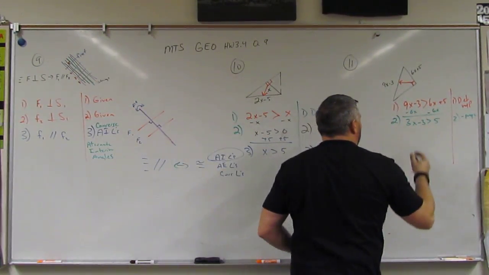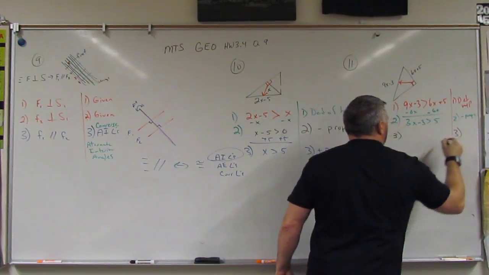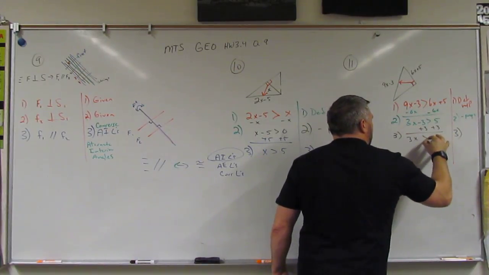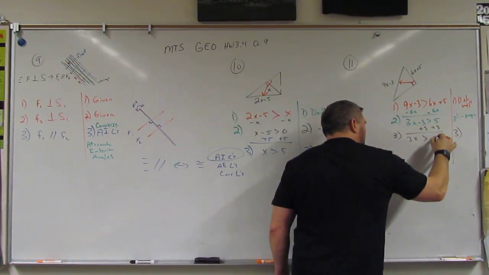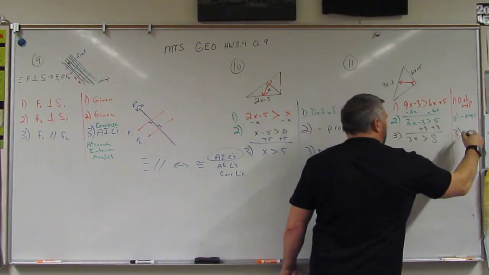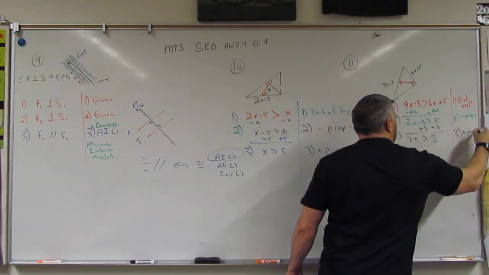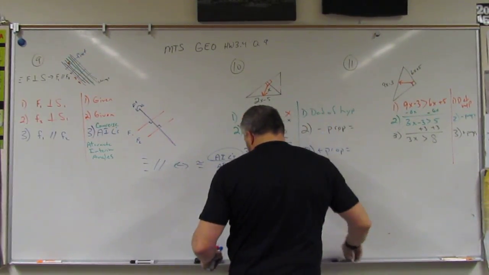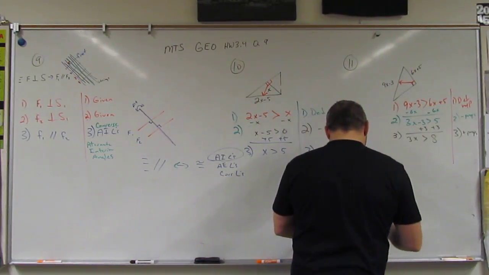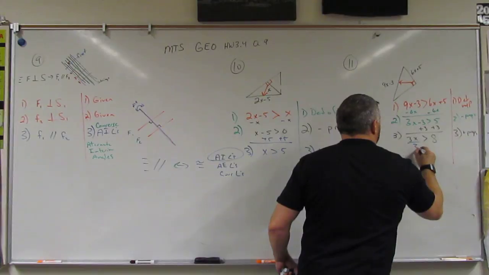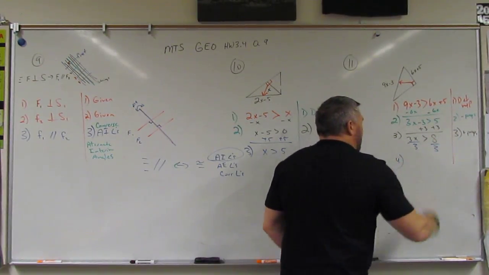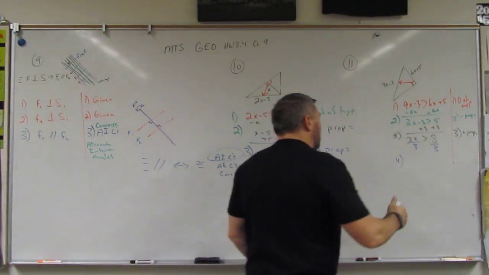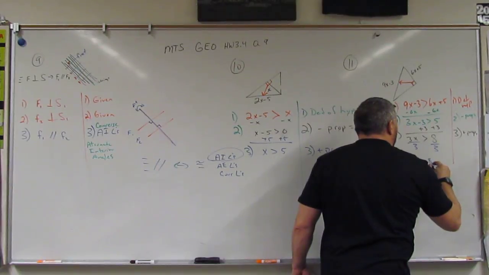Alright, next. What do I do? Plus 3. So I get 3x is greater than what? 8. And that's called addition property of equality. And the last thing: divide by 3. Uh-oh. We came up with a fraction. Does that mean we did it wrong? No. Okay? So x is greater than 8 over 3.